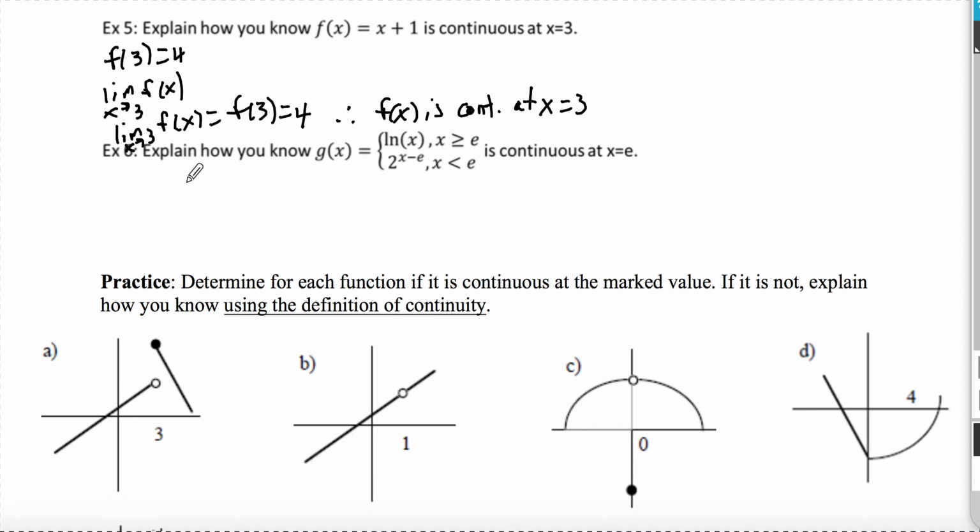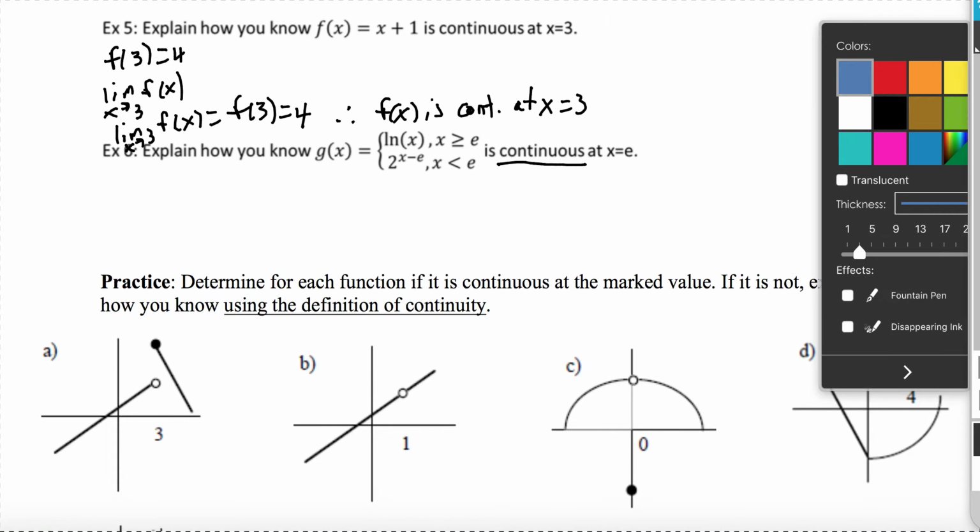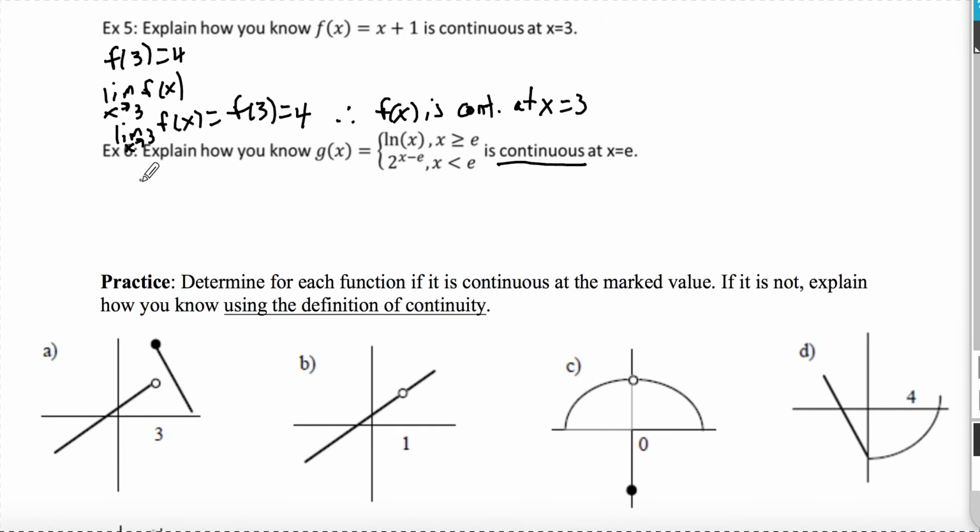Let's take a look at example 6 here. Explain how you know g of x equals this thing is continuous at x equals e. So we know it's continuous at x equals e. So let's check our 3 continuity things. First, we need to check off what is, oh, not f. This is a function we're calling g. Let's do a different color too to kind of mix things up. Let's do this kind of blue color. All right. Let's check our continuity.